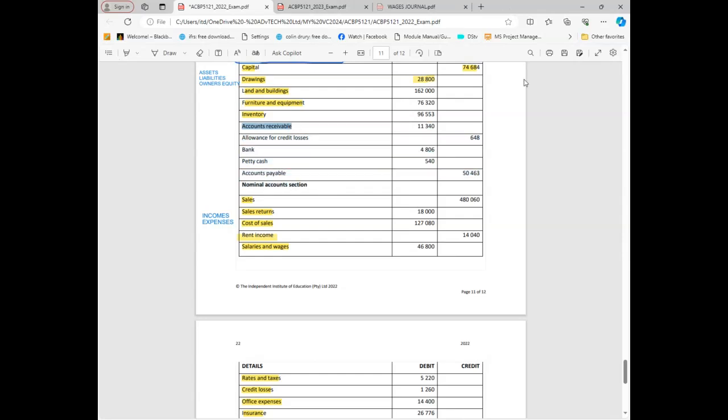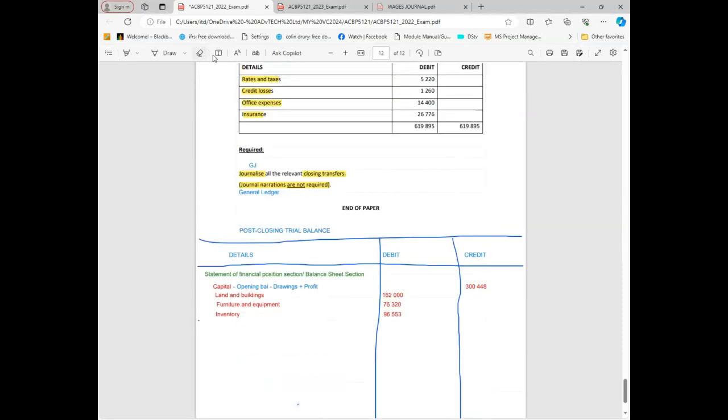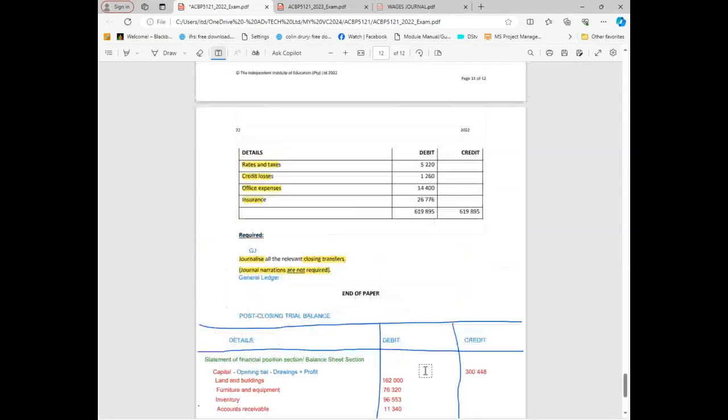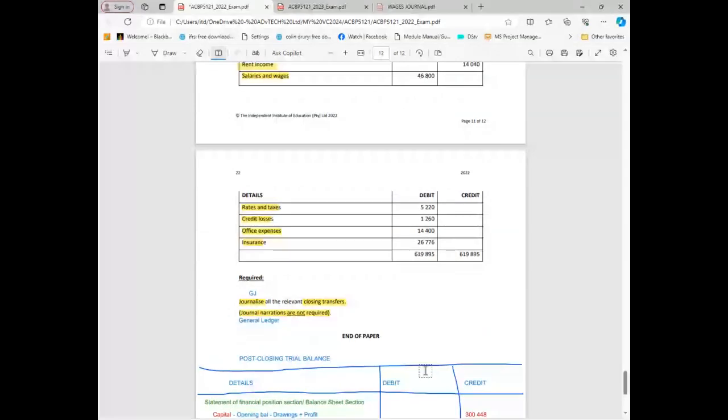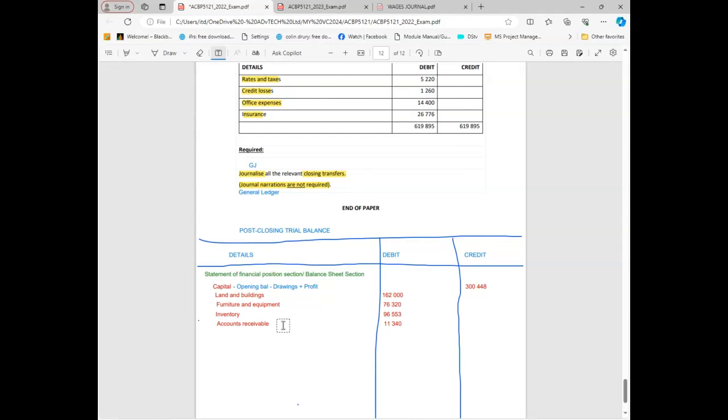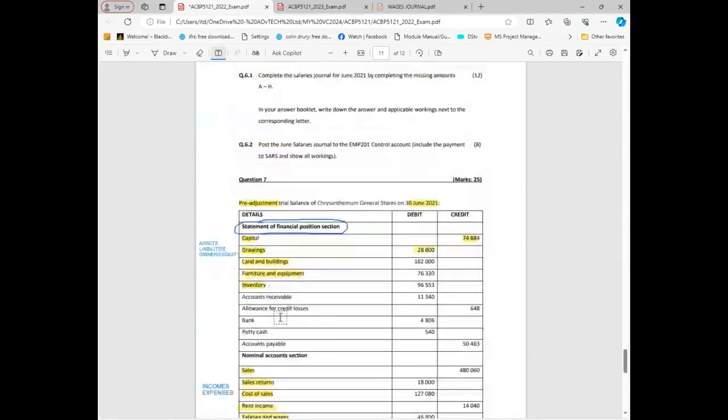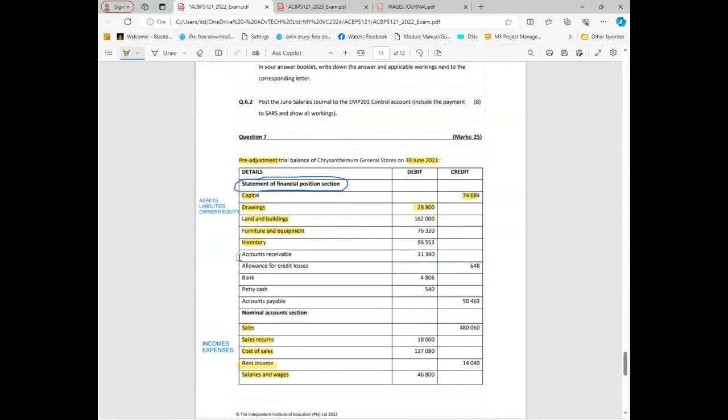Accounts receivables: 11,340. By the way, if you don't want to call it accounts receivable, what is the other name? Accounts payable? No, that is the opposite. I'm just saying the other term that I can use, which means the same as accounts receivable. Debtors control. Yes, debtors control. Thank you.